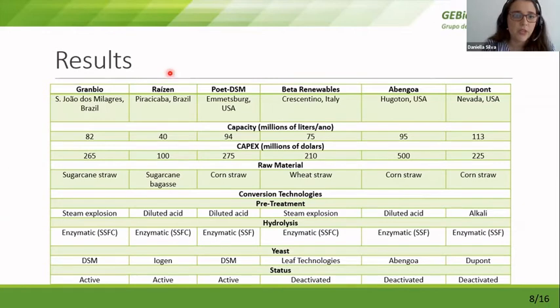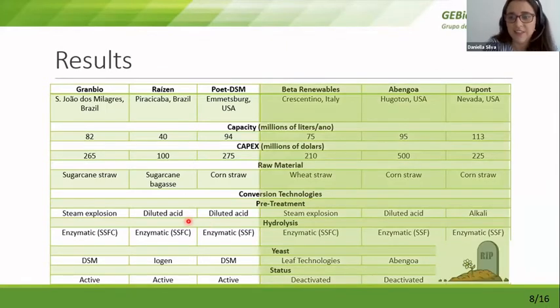Here we have a summary of these 6 projects. We have Granbio and Raizen from Brazil, Poet, Abengoa, and Dupont from the USA, and Beta Renewables from Italy. Here we have some information about these projects like capacity, capex, raw material, conversion technology, and status. As you can see, unfortunately, 3 of these projects are no longer active. So we studied the 6 projects, but of course we have more information about the 3 that remain active.